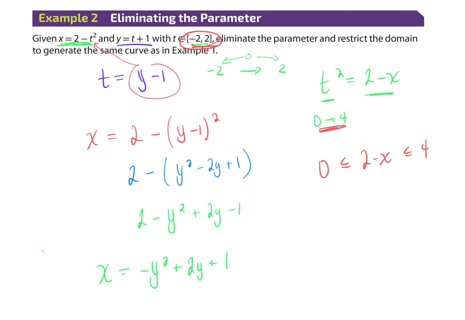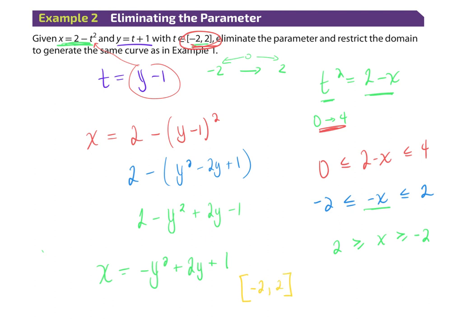Well, this is a basic inequality. Subtract 2 from everything. -2 is less than or equal to -x, which is less than or equal to 2. My last step here is to divide by -1. What happens when I divide by -1 on an inequality? Algebra 1, what happens? I flip my signs. So 2 is greater than or equal to x, which is greater than or equal to -2, which means my domain, which is what they also ask for, is that x is between -2 and 2.